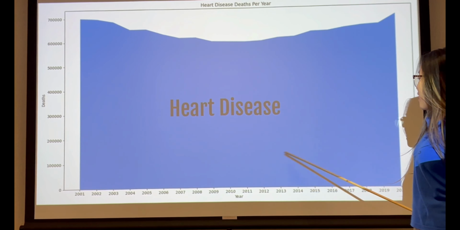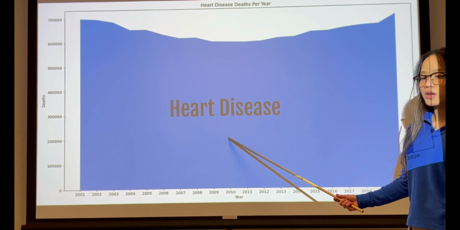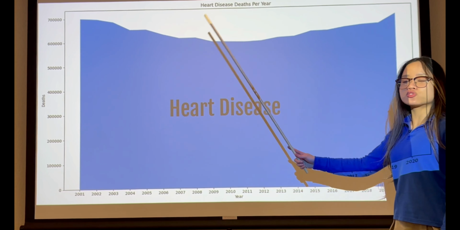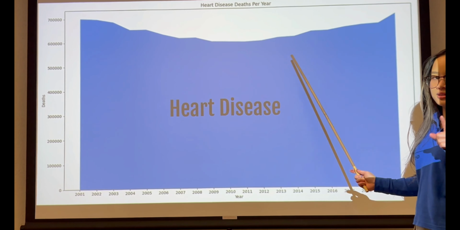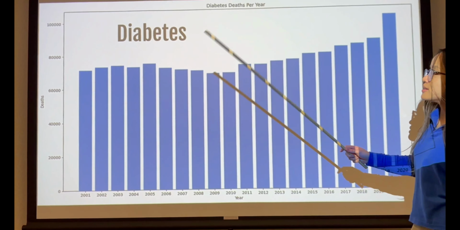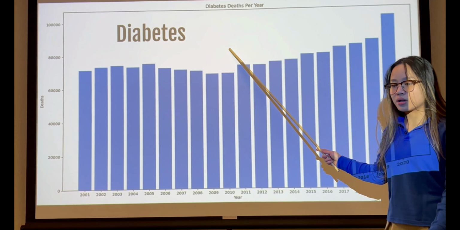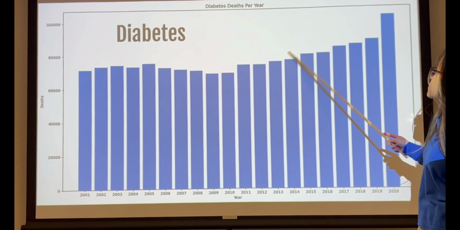Now we're going to take a look at the 3 most common types of disease that lead to the most deaths over the last 20 years. Heart disease. Heart disease has been an issue since 2001 and continues to be an issue. This is linked to the rising number of Americans with obesity. Diabetes has been an issue as well. The deaths due to diabetes have been increasing in the last 20 years.